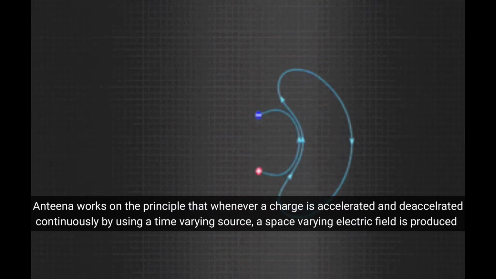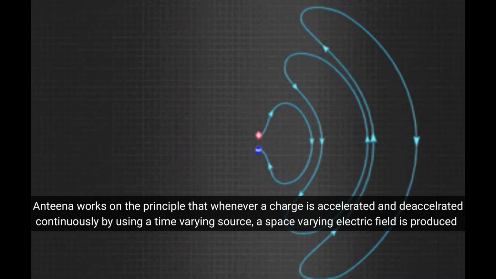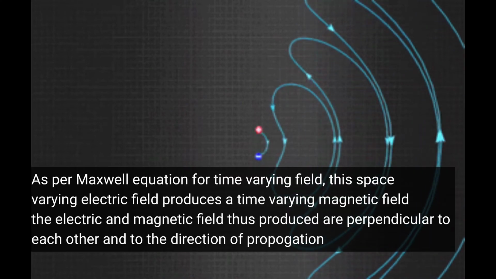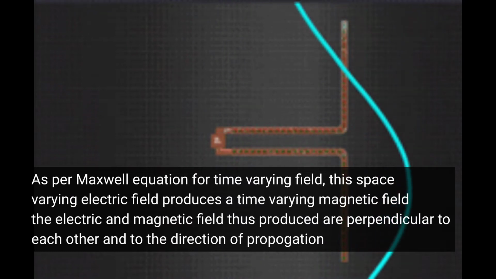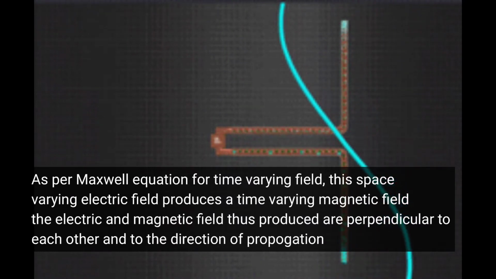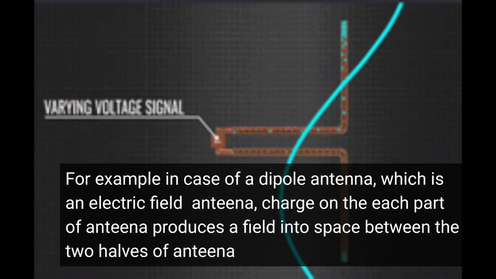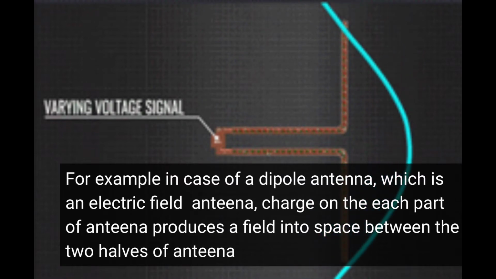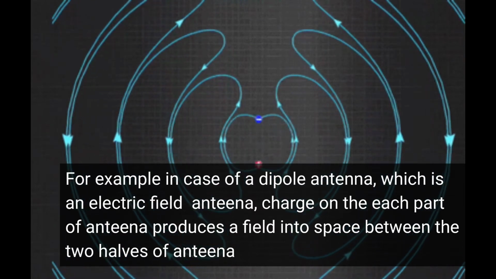It works on the principle that when a charge is accelerated or decelerated by a time-varying source, a space-varying electric field is produced. As per Maxwell's equations for time-varying fields, this space-varying electric field produces a time-varying magnetic field. Thus, the electric field and magnetic field produced are perpendicular to each other and also perpendicular to the direction of propagation. For example, in a dipole antenna, which is an electric field antenna, the charge on each part of the antenna produces a field into space between the two halves of the antenna.